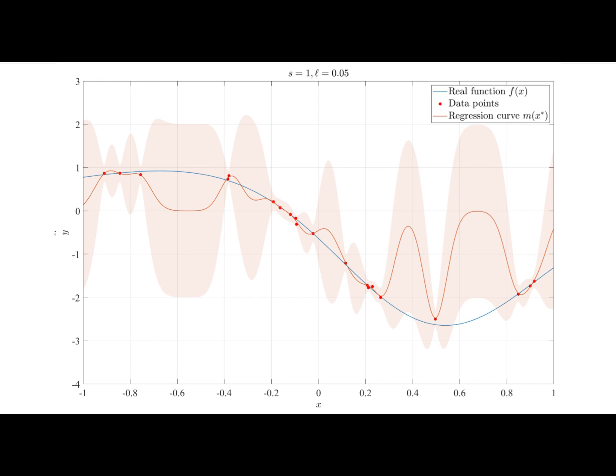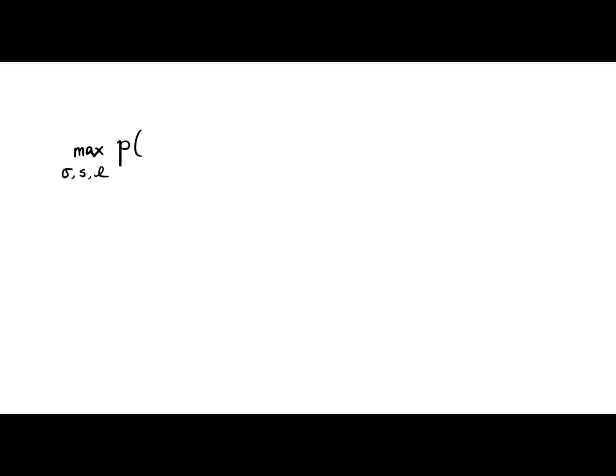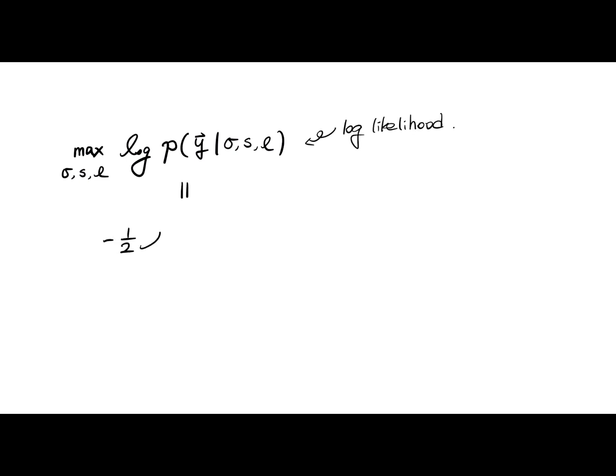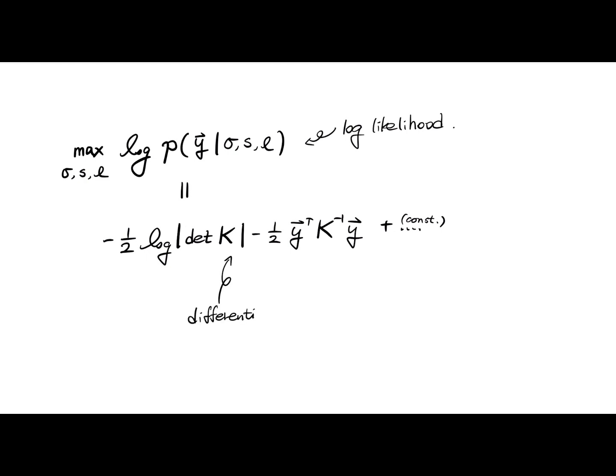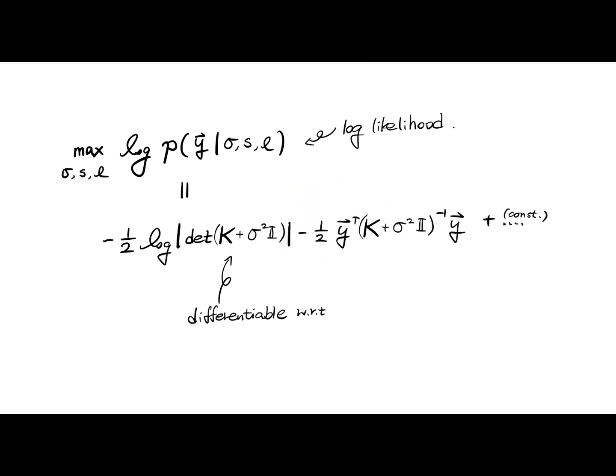One may ask what a suitable choice of the hyperparameters s, l, and sigma may be. A technique used to evaluate and learn the hyperparameters is to maximize the log likelihood function. This is the log likelihood of the parameters given the observed data points, and it can be optimized via a gradient descent scheme. However, note that there may be multiple maxima.